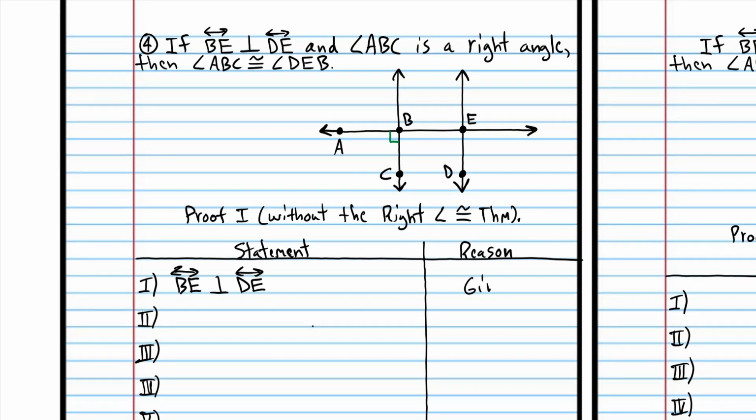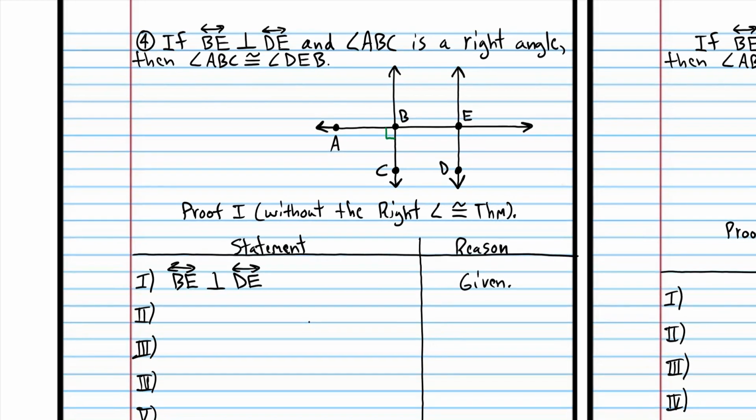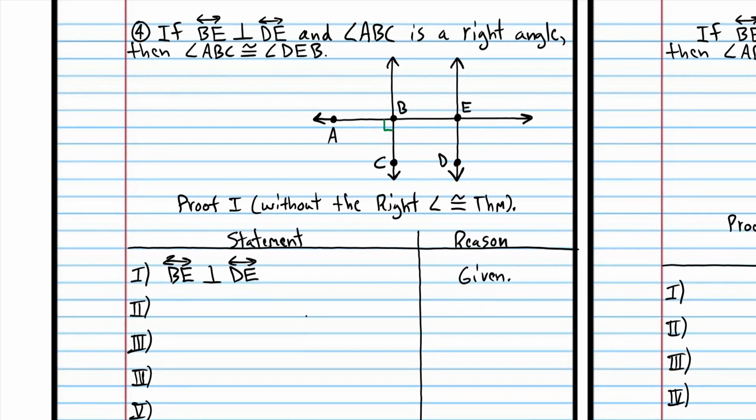That is given. Now we know that angle DEB, it's the same angle as BED, but we should keep it the same order. I don't want to confuse you. Angle DEB is a right angle, and that's just the definition of perpendicular. Because these lines are perpendicular, we know that this angle must be a right angle, because that's the definition of perpendicular.